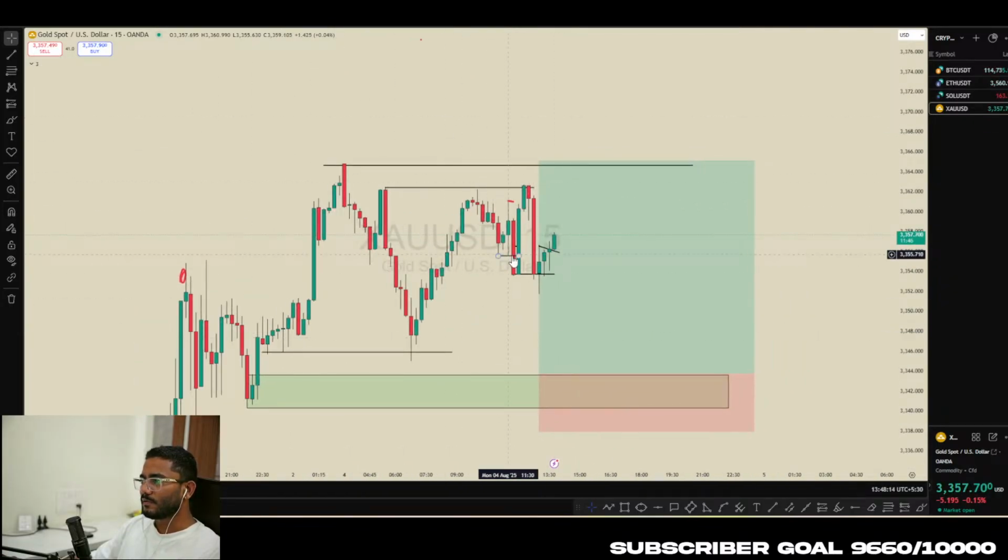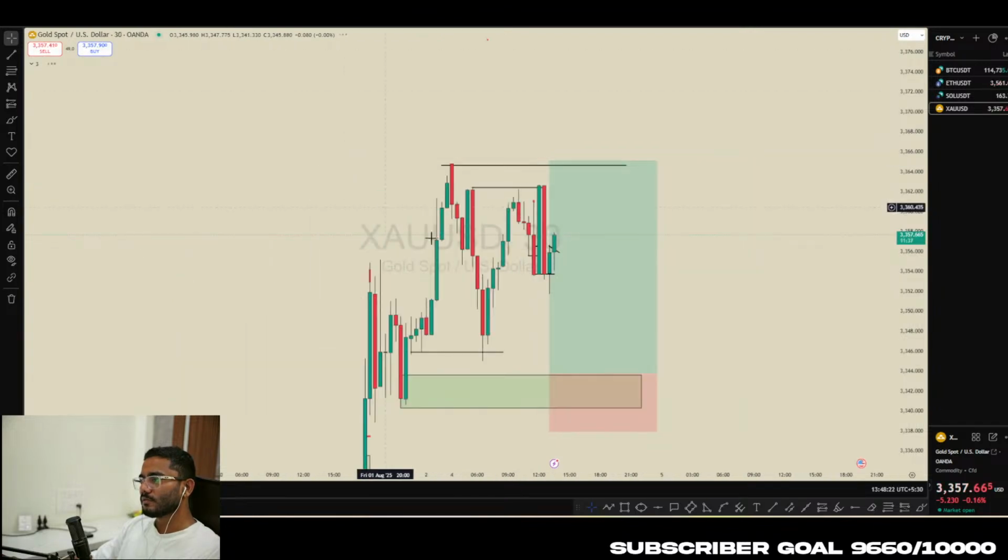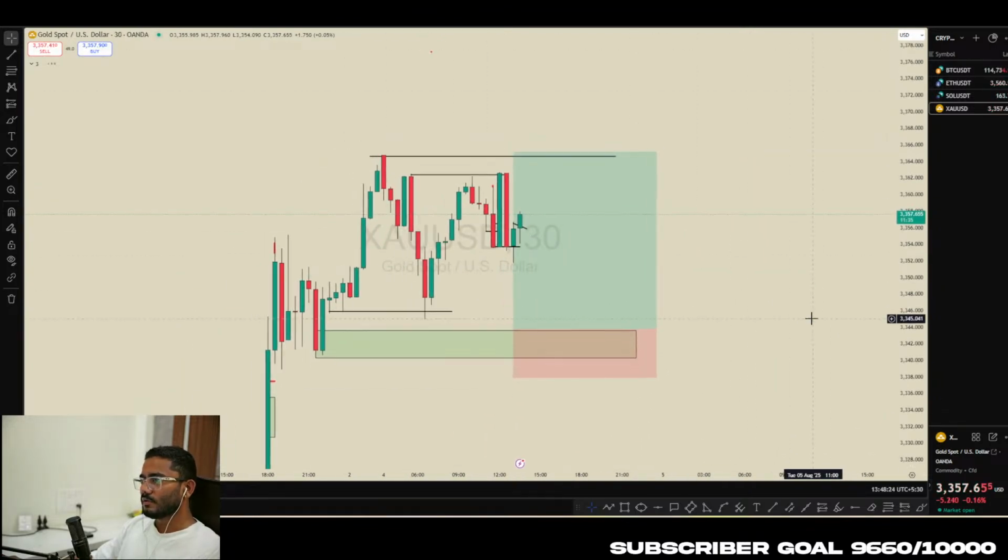So on 5 minutes, we can say price has closed in this structure. So it's showing that it should continue higher. And we have these equal highs over here.